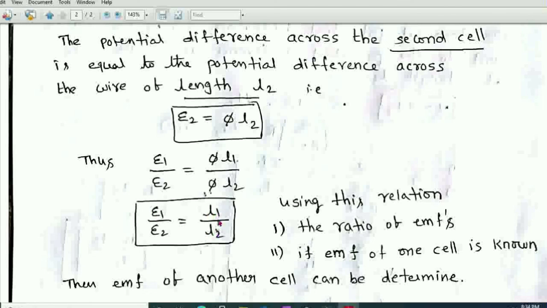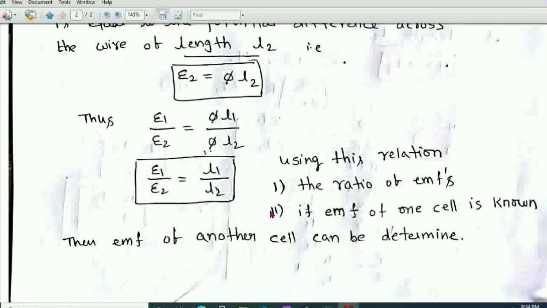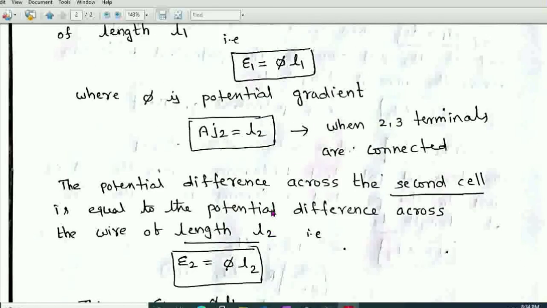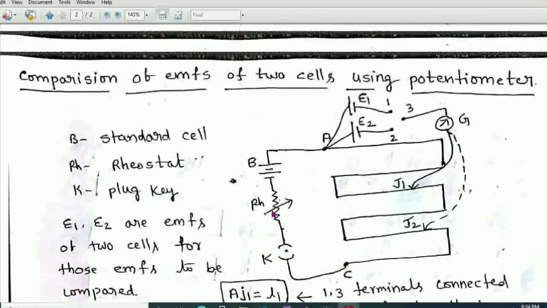By finding the L1, L2 values from the experiment, and substituting these values, we can find the EMF of the unknown cell. So this is the comparison of EMFs of two cells by using a potentiometer.